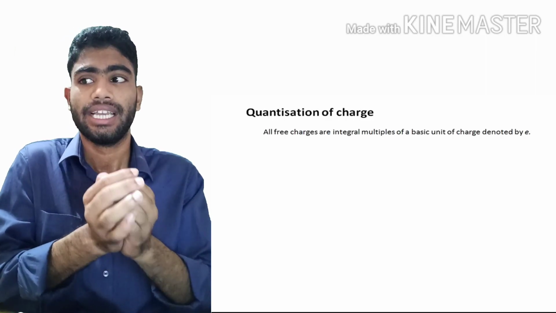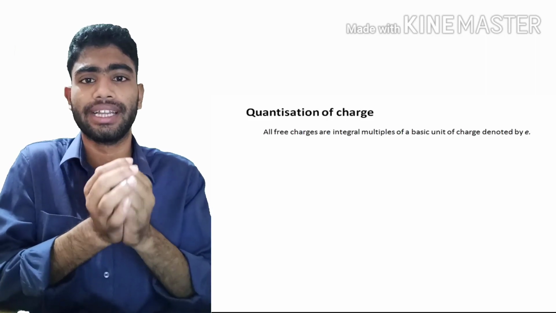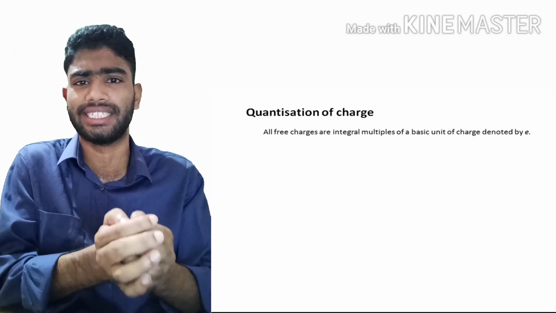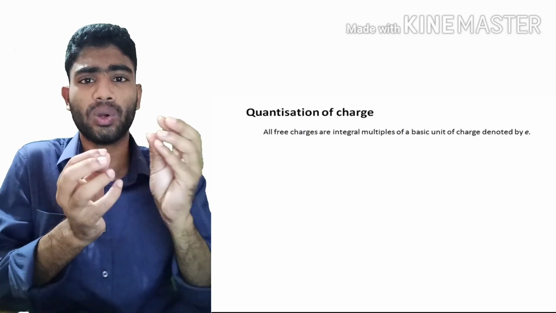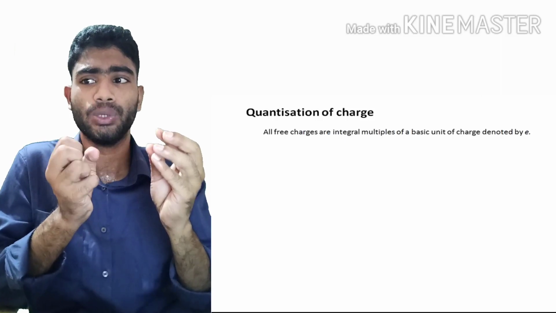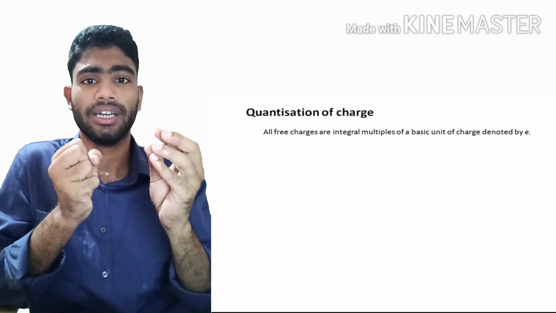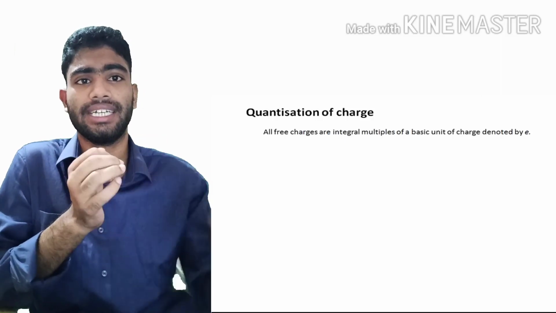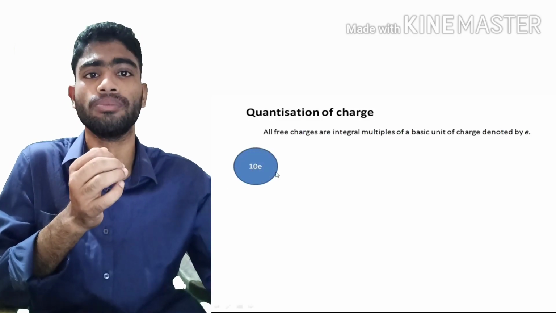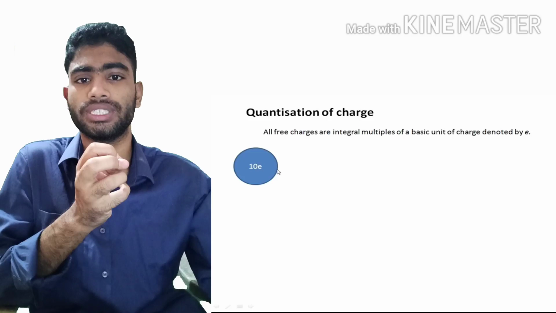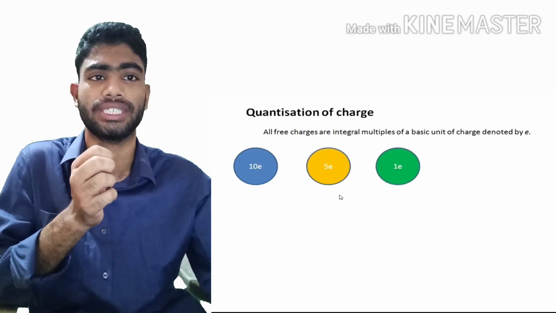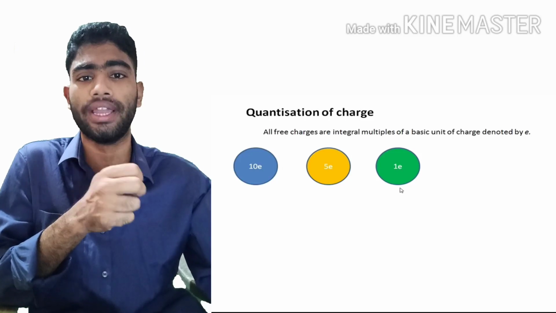It means everywhere you get the charge as 1 electron, 2 electron, 3 electron, etc. Electron is basically whenever you get a charge, you always find that the electron is present there. Like I can say that this system contains 10 electron charge. And one more example, this system contains 5 electron charge. This system contains 1 electron charge.